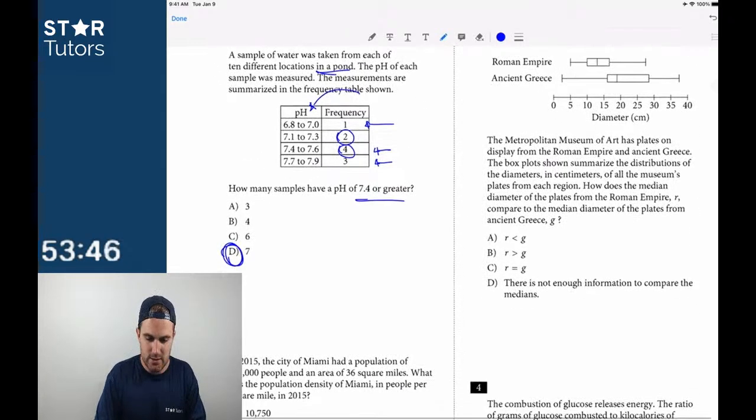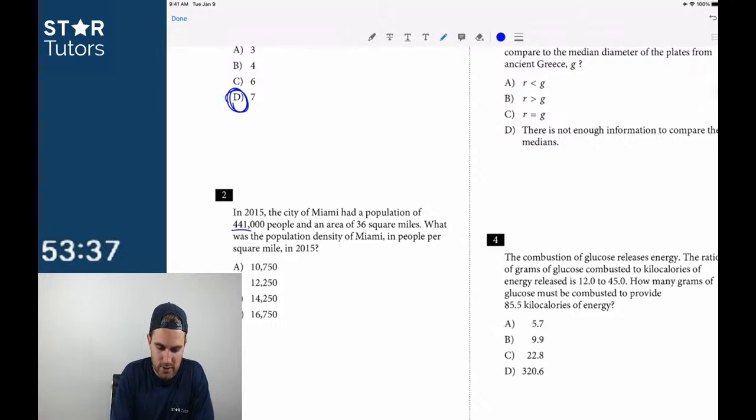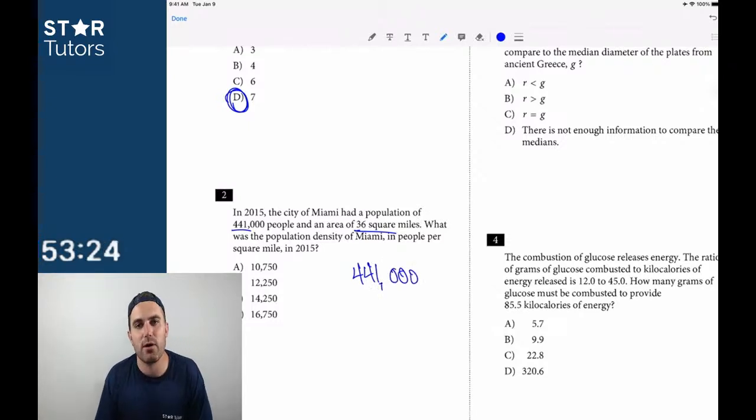Let's see here. I'm trying to keep an eye on my timer. Okay, in 2015, Miami had a population of 441,000 people, and an area... what was the population density per square mile in 2015? So this is one, guys, this would be the one example where 441. Here's a good example though, guys, right? Everybody's so worried about what their calculator is going to do. I'm going to turn on my calculator to do this.